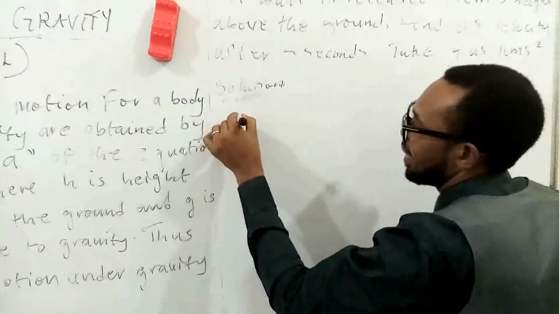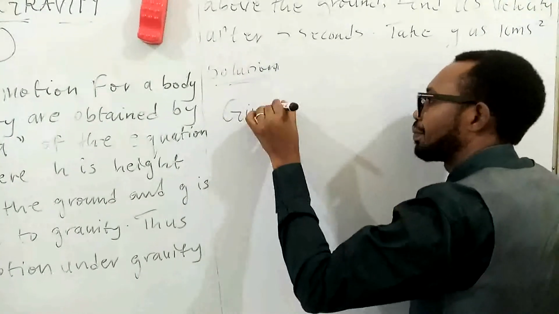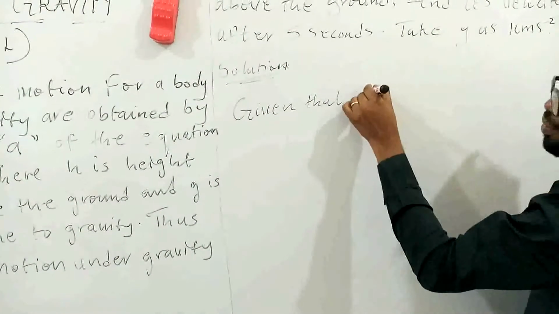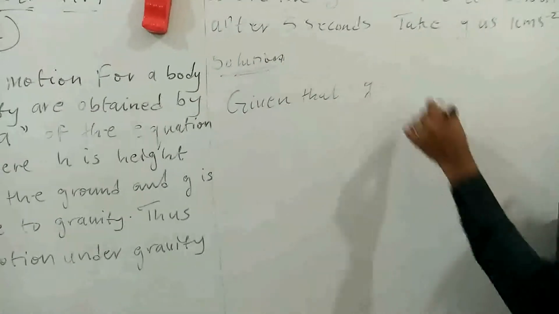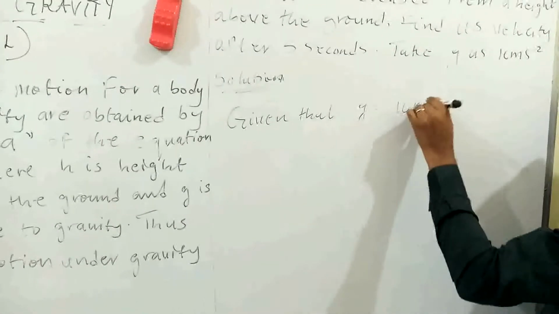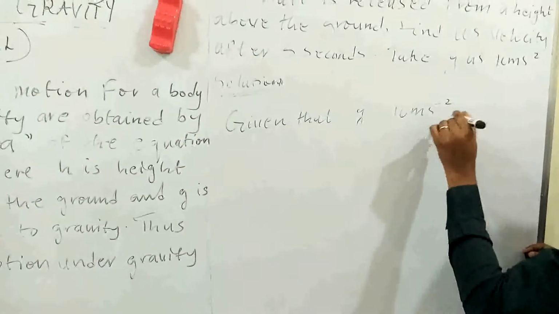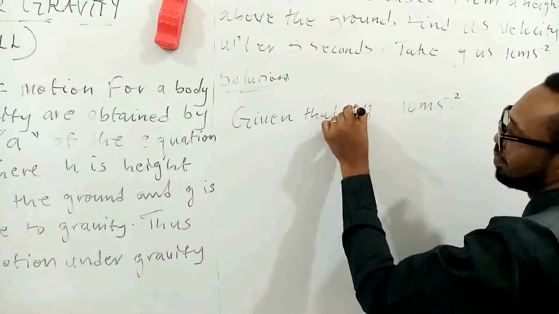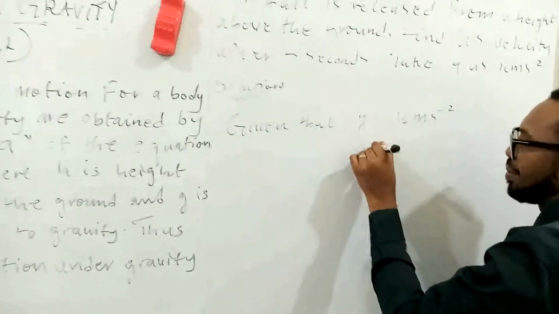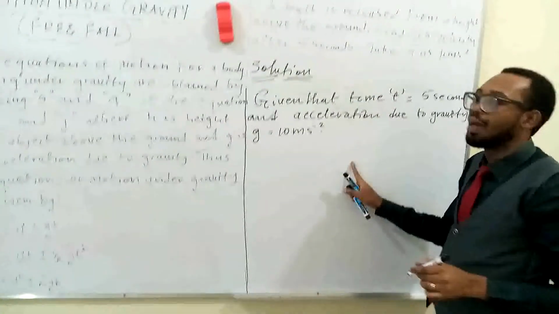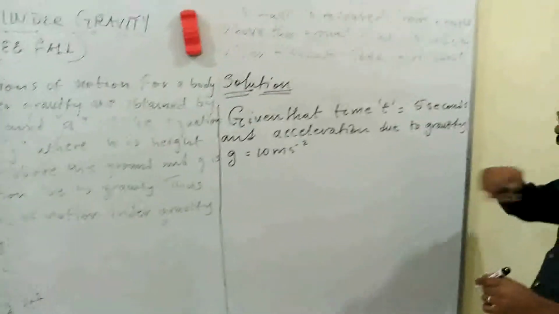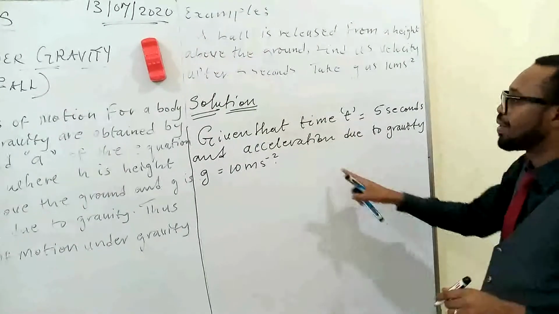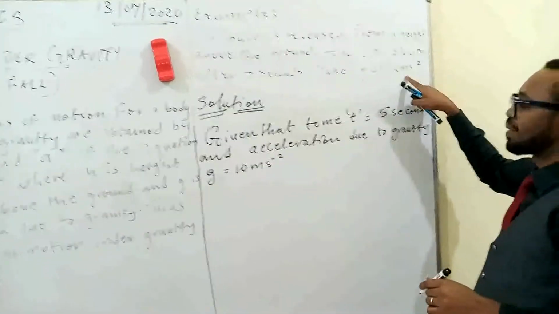So I will write: given that G, which is acceleration due to gravity, is equal to 10 meters per second squared. And we are also given that time T is 5 seconds from that exercise.